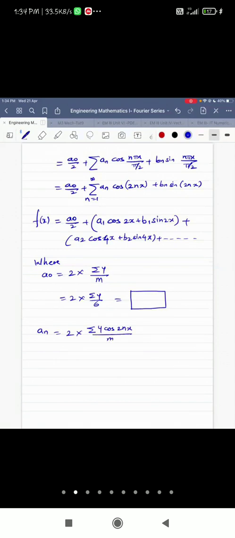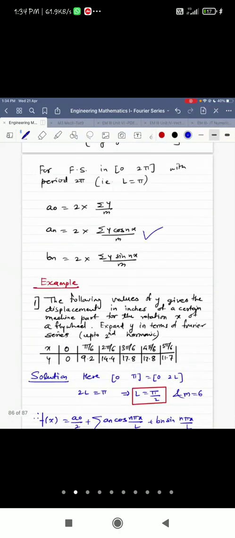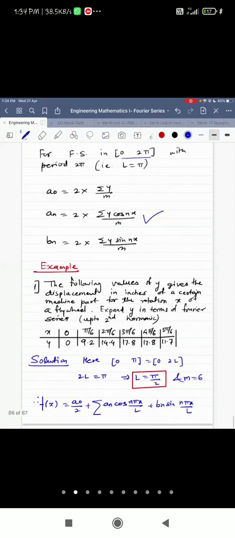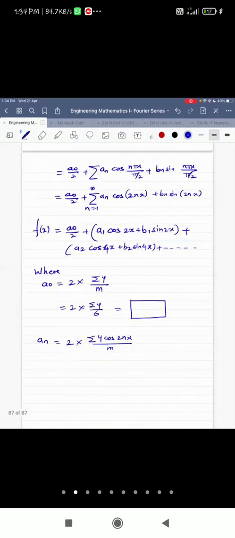Actually our formula is y cos nx, but that is for the interval 0 to 2 pi. If your interval is 0 to pi and due to that your term is changing, so it will be y cos 2nx. Okay, the formula that I have explained to you is correct, but it is for the interval 0 to 2 pi. If your interval is 0 to pi and your L is pi by 2, accordingly this formula also will change.